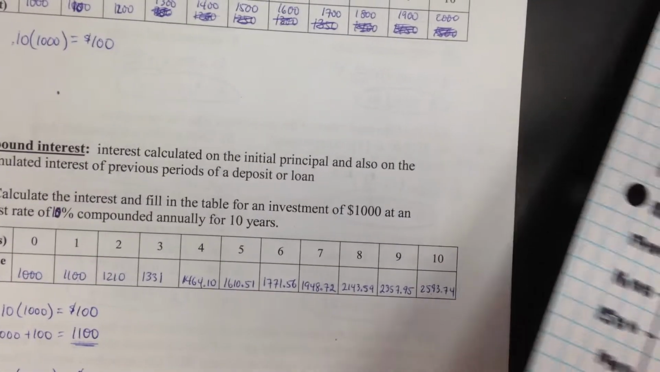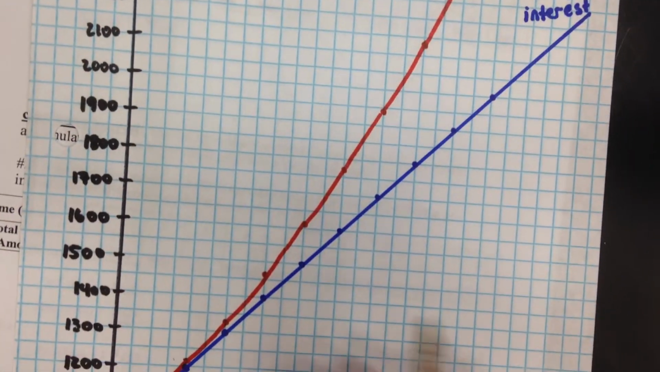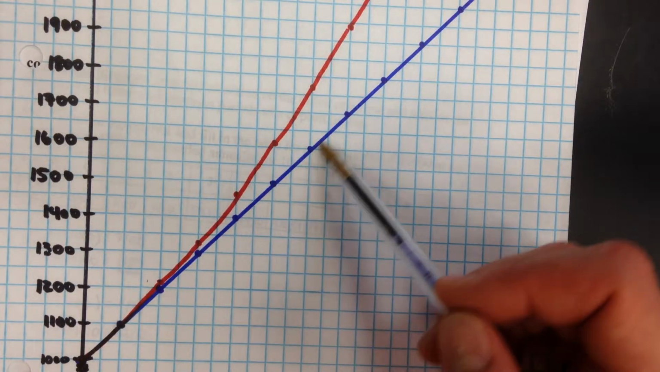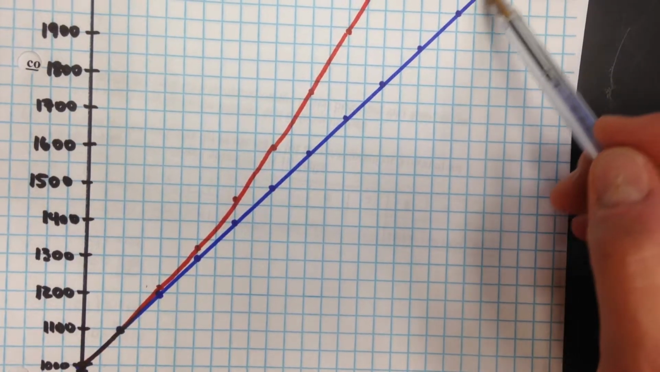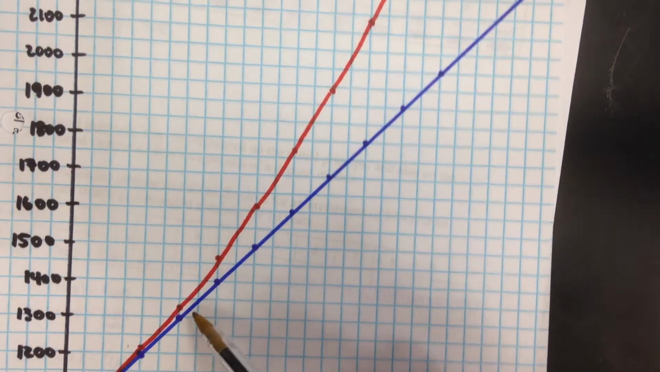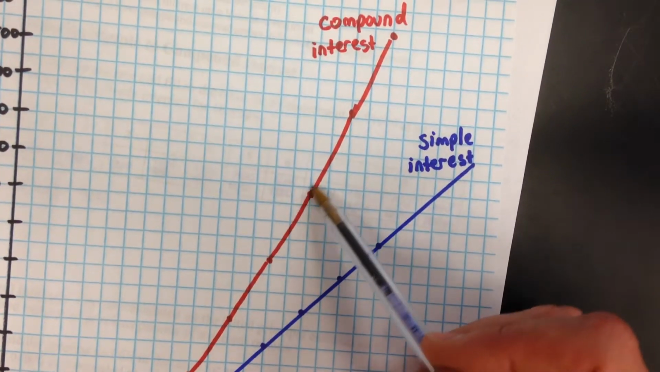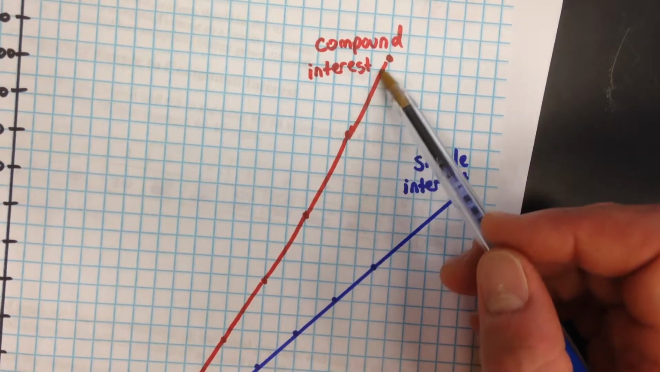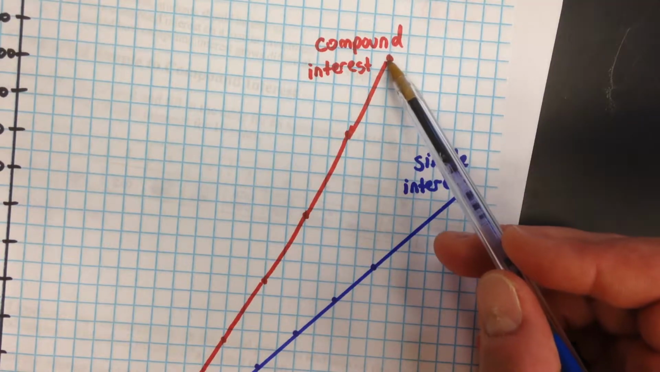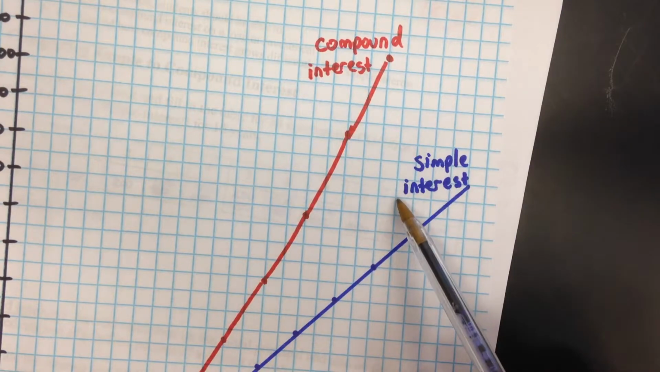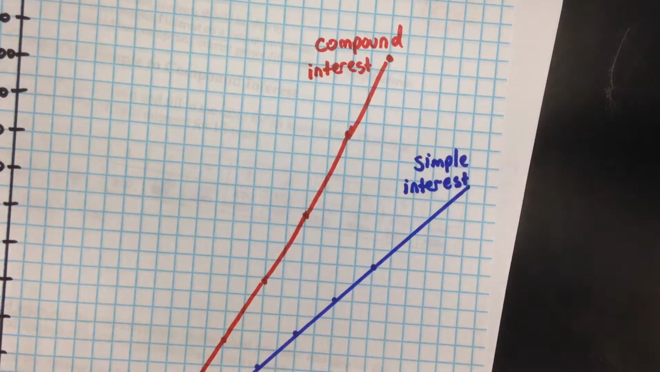And what's happening here, we graphed it, we already did the graph. Simple interest is going to be this linear function right here. But with compound interest, look at the curve. This is what we call an exponential function. And notice that we have a lot more money with compound interest than we do with simple interest. So that's something that we've already talked about.